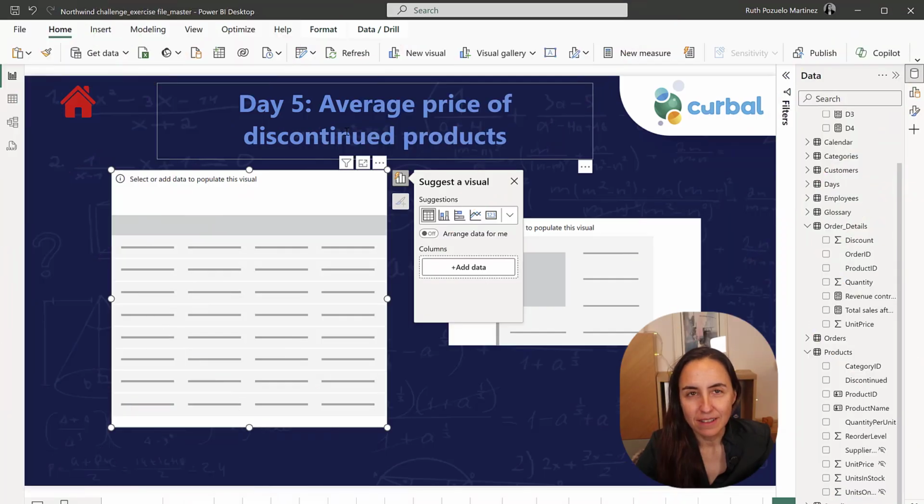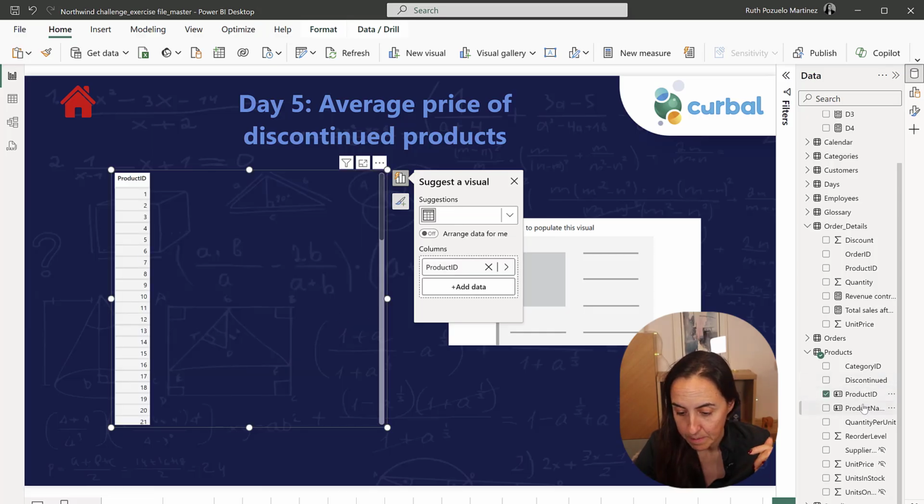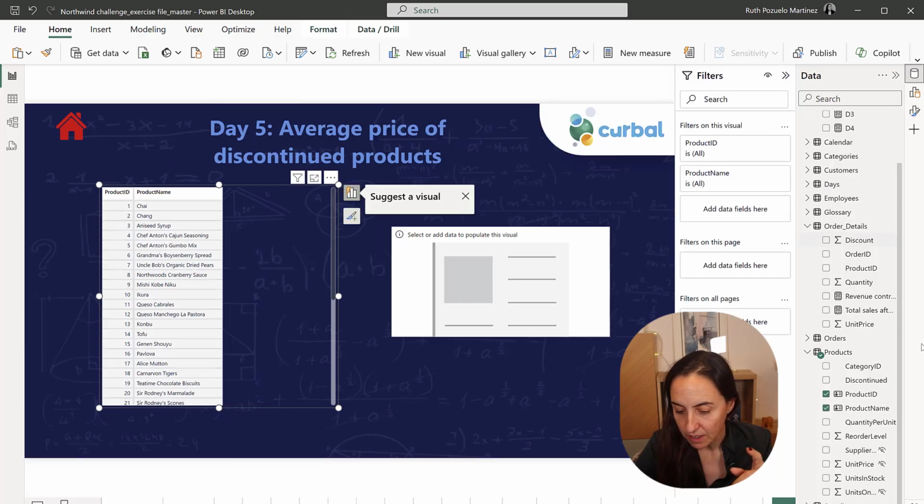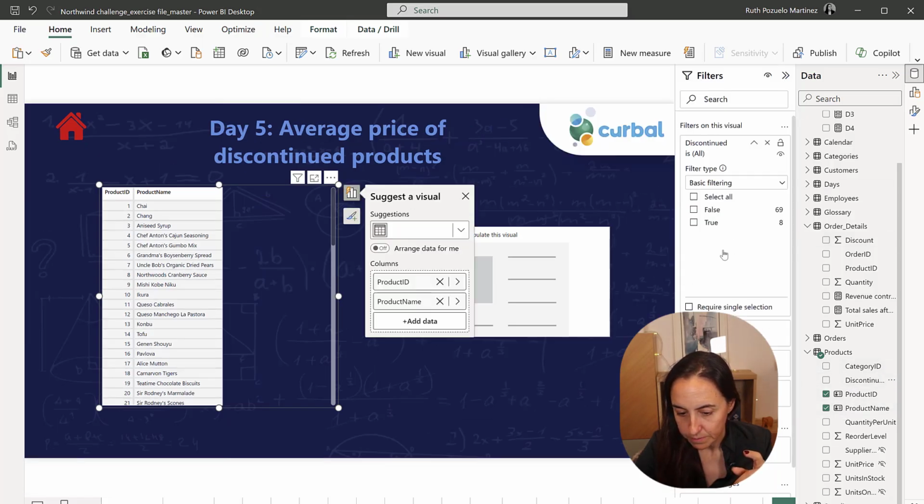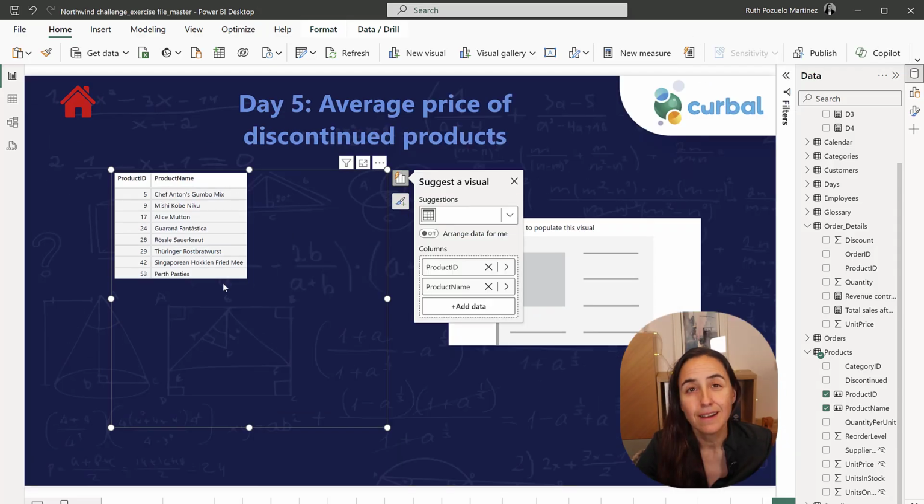Okay, Day 5, average price of discontinued products. Let's build a table first. Again, the most difficult part is always understanding the question. So first we put product ID, we put product name. The product is just discontinued products, so we need to filter by discontinued. So now we have the list of discontinued products. We need to know what the average price is.